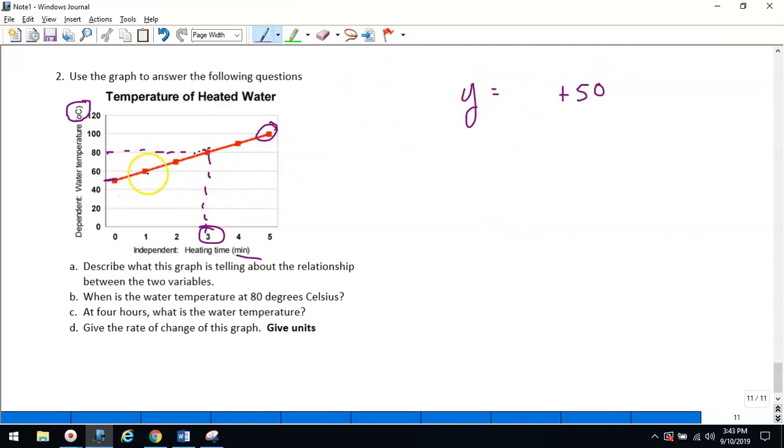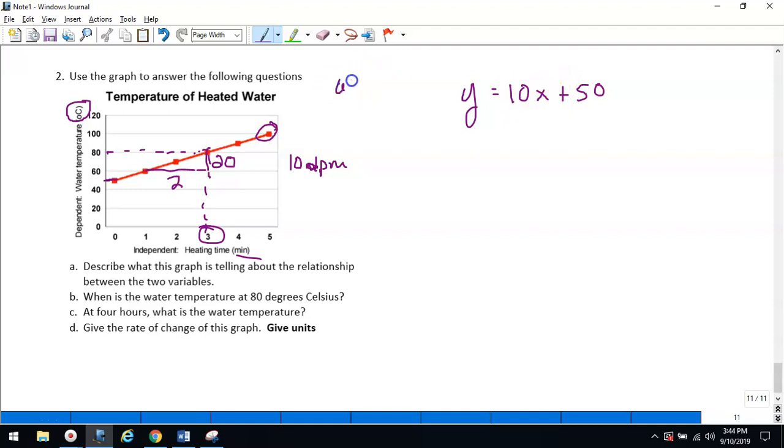So our rate of change, let's just say, let's pick a point here and go from here to here. So it goes up 20 degrees and it goes over 2 minutes. So our rate of change is going to be 10 degrees per minute, DPM. I don't know if that's a real thing, but that's what I'm going to put there. So it's going to be 10x and it's going up, so it's going to be positive. So 10x plus 50.